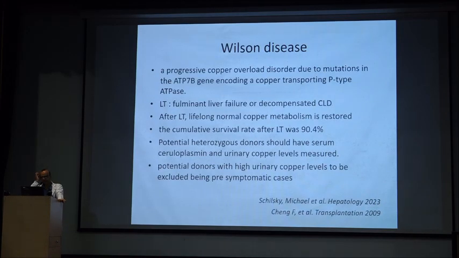Wilson disease: we recently had a single theme conference, so I can just take one slide because it's an extensive topic. It's a progressive copper overload disorder due to mutations in the ATP7B gene, encoding a copper-transporting P-type ATPase. For liver transplantation, there is a consensus for either decompensated CLD or fulminant liver failure. After liver transplant, lifelong normal copper metabolism is restored. The cumulative survival rate is 90%.